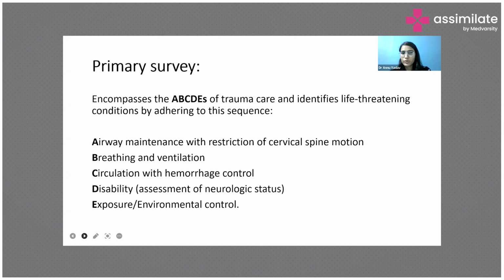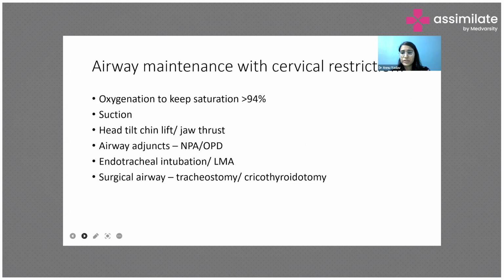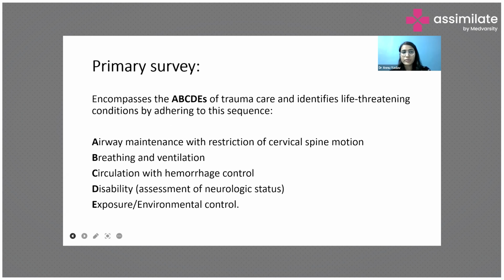Then start with airway. When we start with airway, we do not singly include the airway. In a trauma patient, we have to stabilize the cervical spine motion as well. So airway maintenance with restriction of cervical spine motion. B stands for breathing and ventilation. C is circulation, along with the control of hemorrhage that we have to take care of in the circulation part.